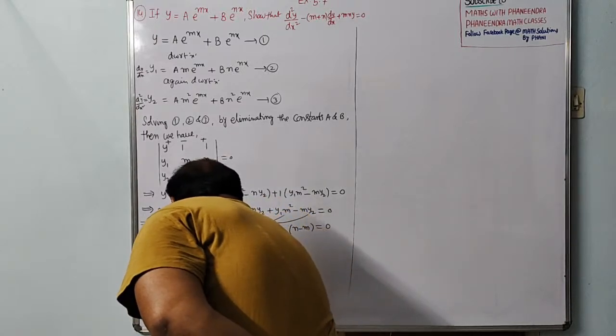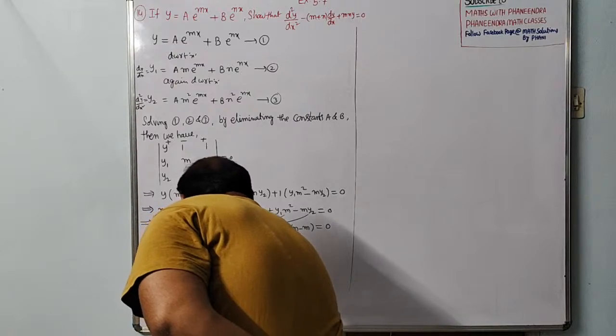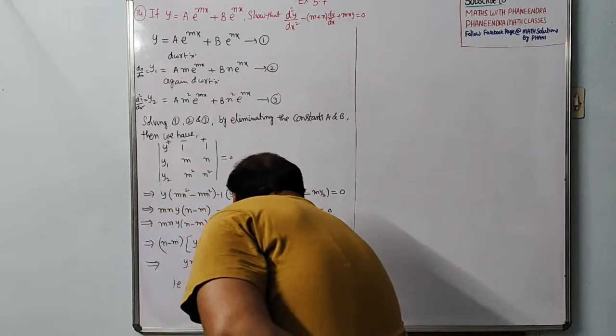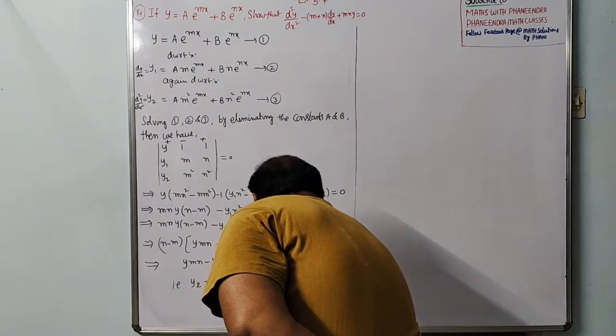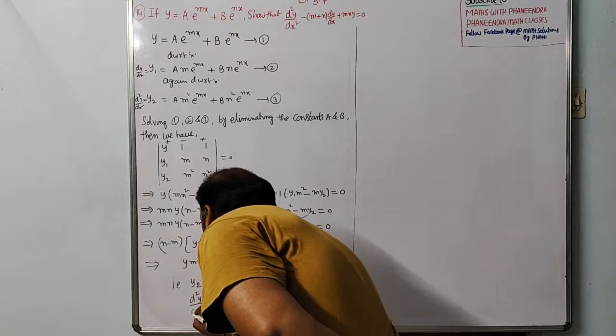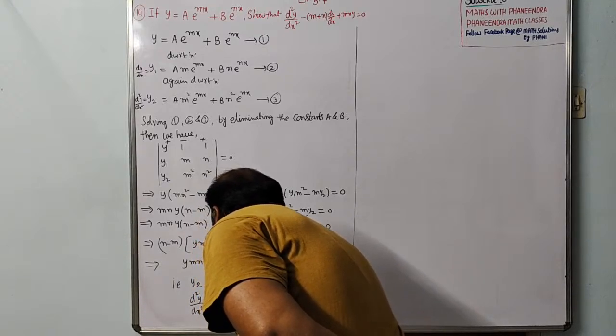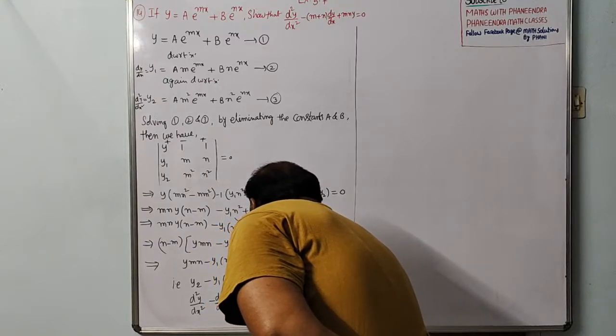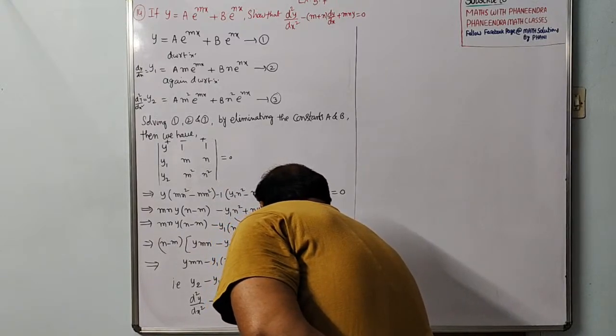That is, y2 minus y1 into m plus n plus y into mn. That is, y2 means what? d square y by dx square minus dy by dx into m plus n plus ymn is equal to 0.